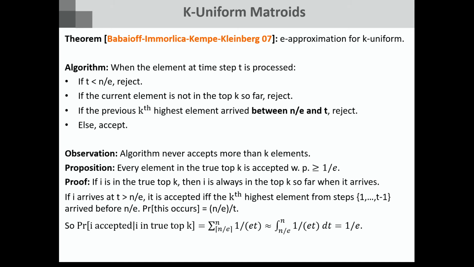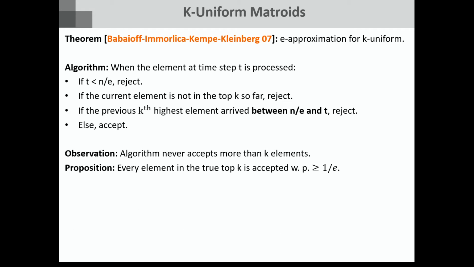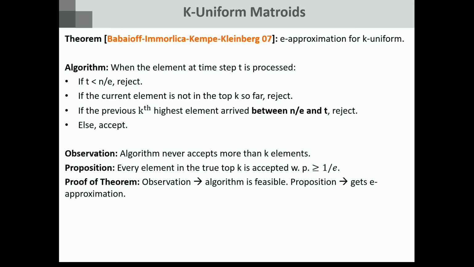The whole reason for using this weird rule was we wanted to make the math look exactly like the one uniform case: pick a specific element and say if this element happens to come before the cutoff, then we get accepted. If it happens to come after the cutoff, then we don't get accepted. Now that we have this observation and proposition, there's just one more line to finish up the proof. The observation guarantees that the algorithm is feasible, and the proposition guarantees that we get an e approximation. So this is the whole proof.